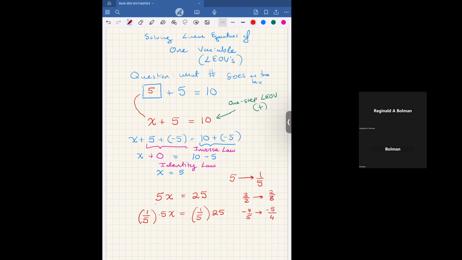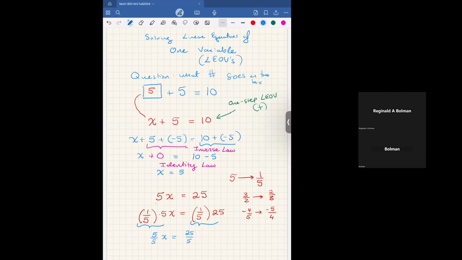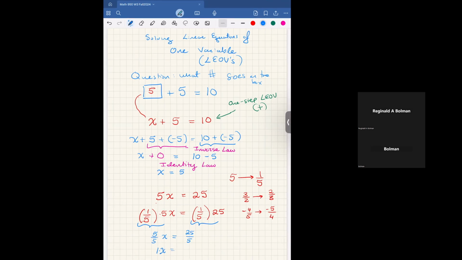At any rate, going back to this equation, if you multiply 1/5 by 5x, this will give you 5x over 5. And multiplying 1/5 by 25 gives you 25 over 5. 5 divided by 5 just gives you 1 because of the inverse law. And on the other side, you get the traditional division setup that you remember from your high school classes. And so 25 divided by 5, that's going to give you 5. 1 times x is just x, and voila, we have our answer.